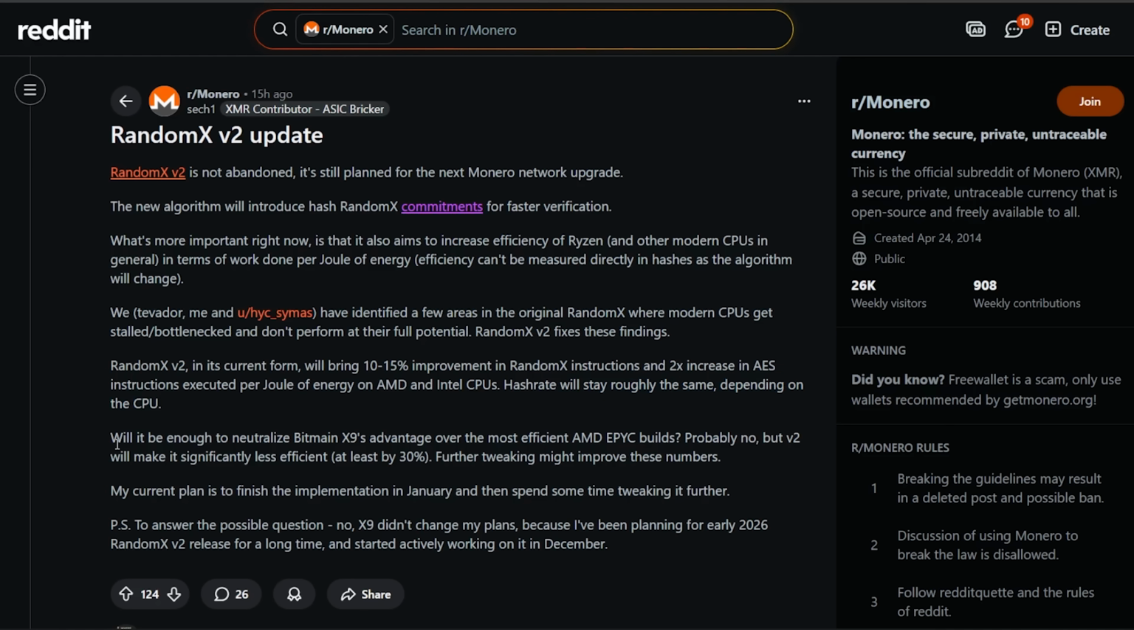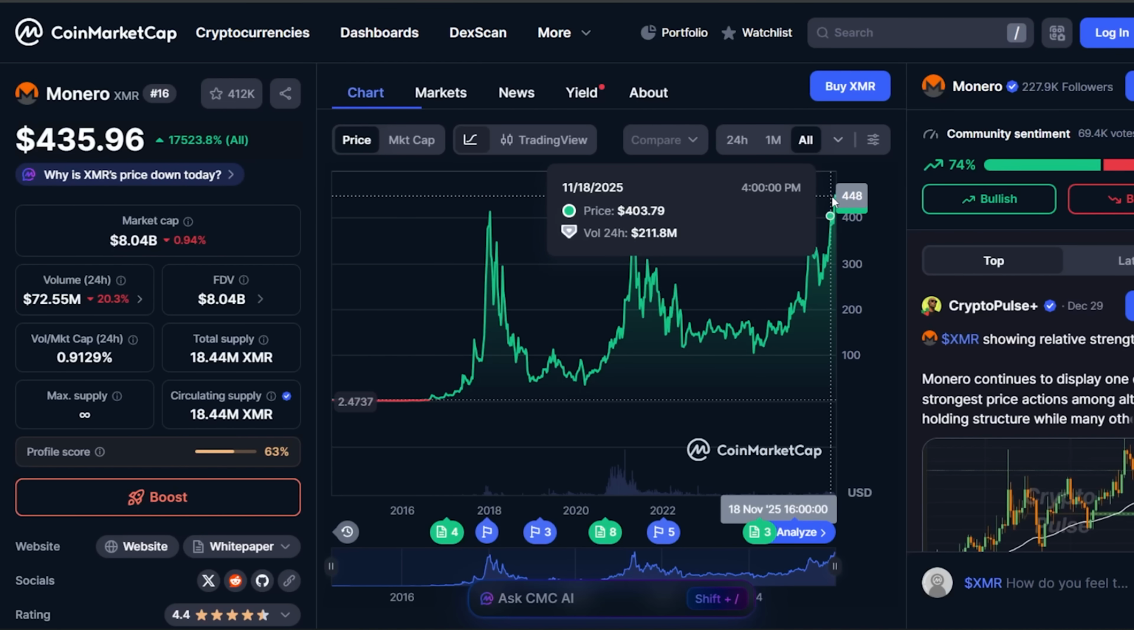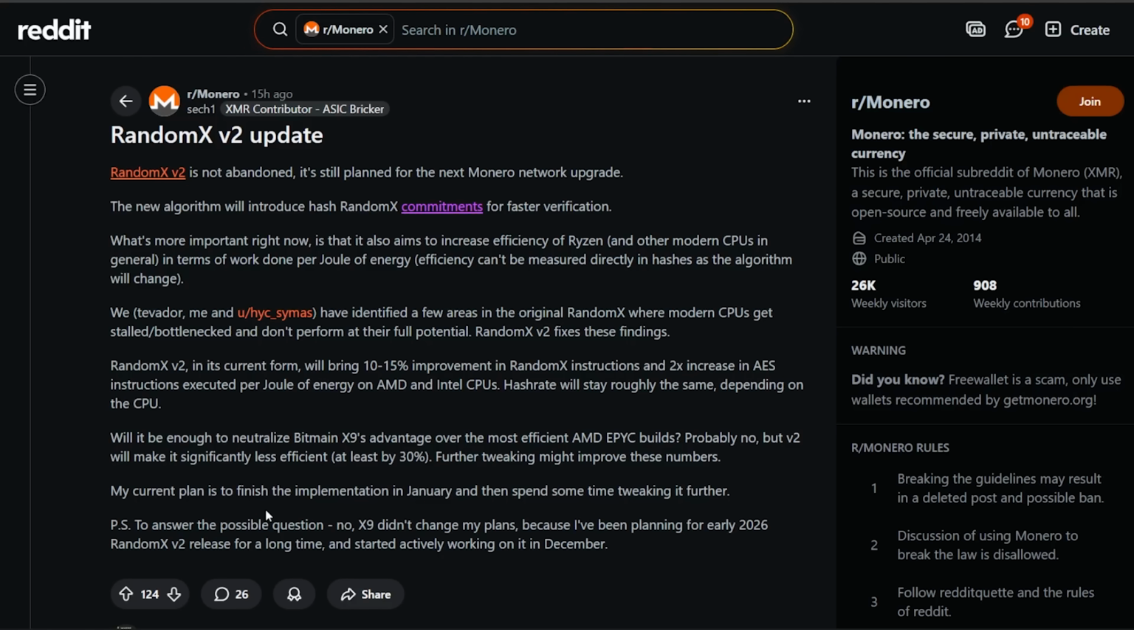Okay, that's good. Will it be enough to neutralize the Bitmain X9's advantage over the efficient AMD EPYC builds? Probably not, but V2 will make it significantly more efficient, at least by 30%, they said. So further tweaking might improve these numbers. So maybe the efficiency we're seeing today, according to mining now, is going to change in 6 to 7 months, depending on Monero's price, which is obviously quite elevated right now, $435 Monero.